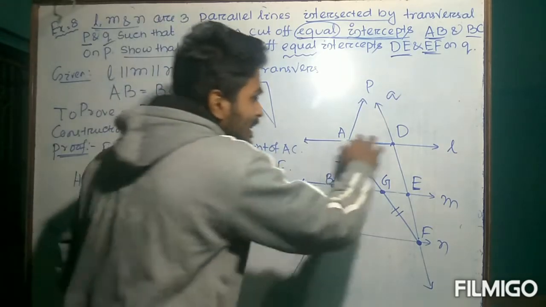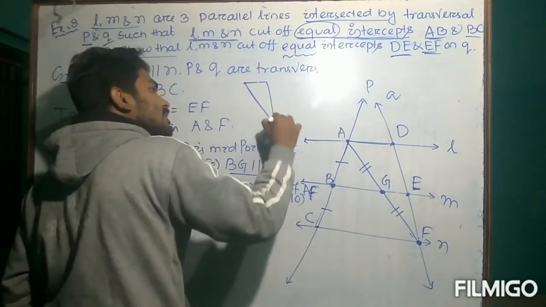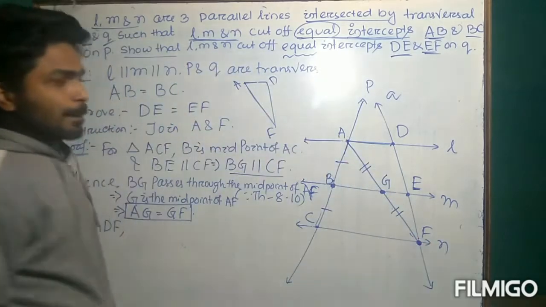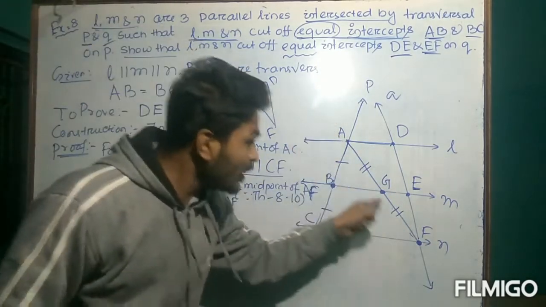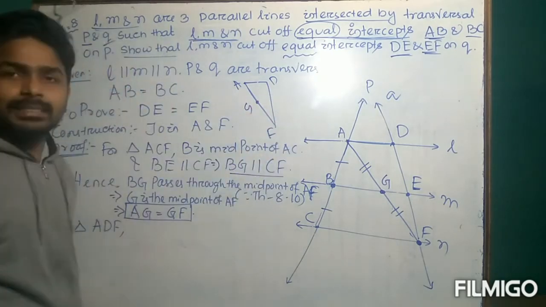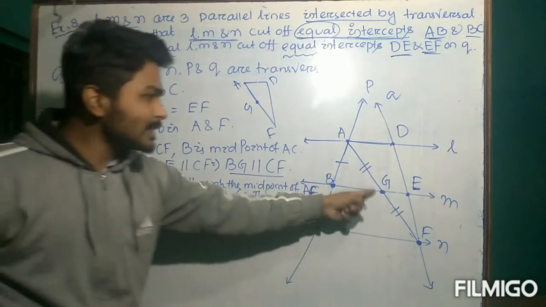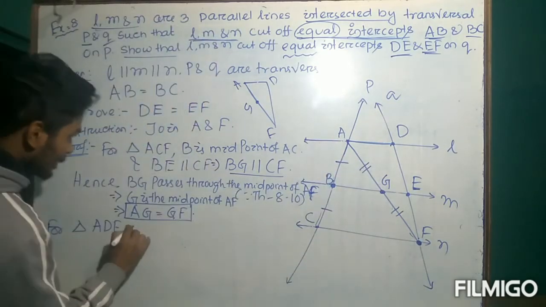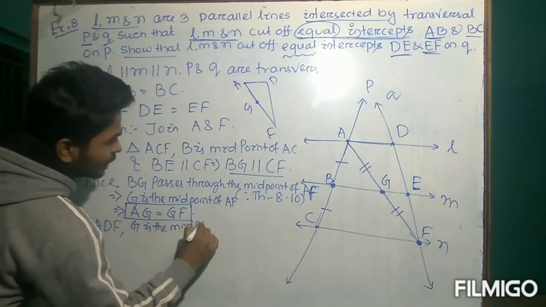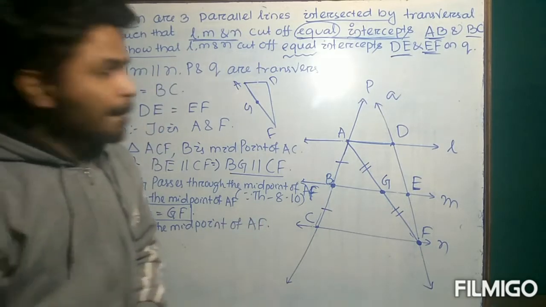Here, now in this triangle, as you can see, AF is a side. This is F, A, F, and this is D. So AF is a side, and G is the midpoint of AF, isn't it? Yes, because recently we have proved G is the midpoint of AF. So we can write G is the midpoint of AF. Is it clear?